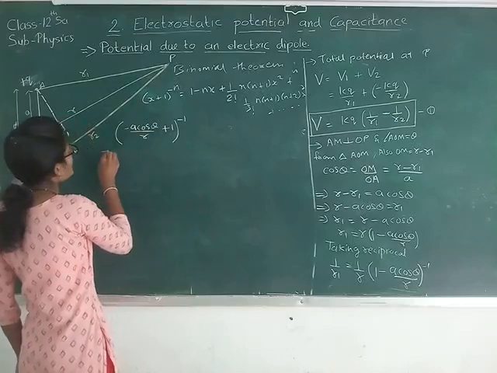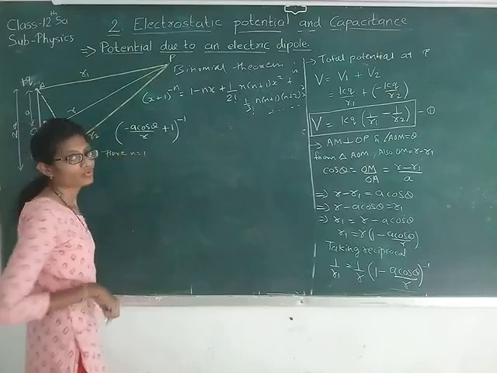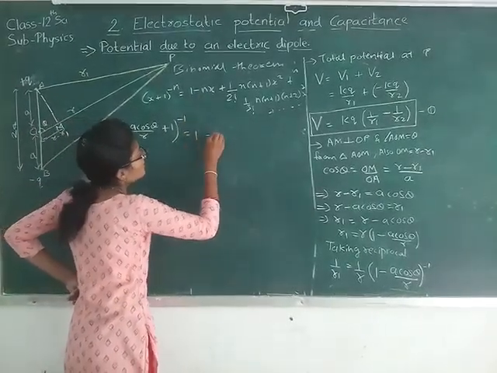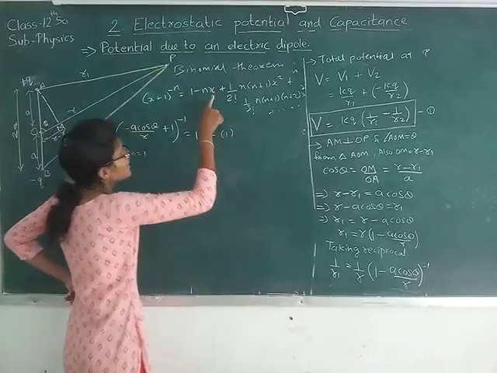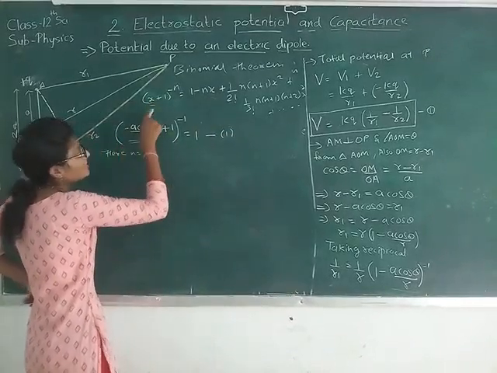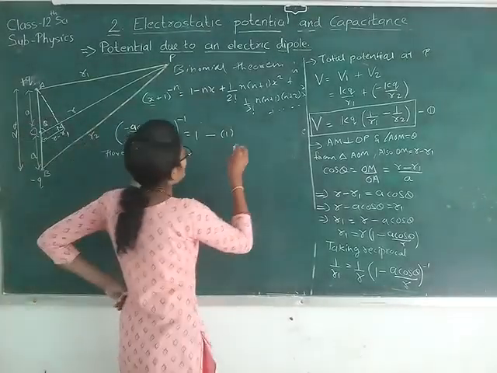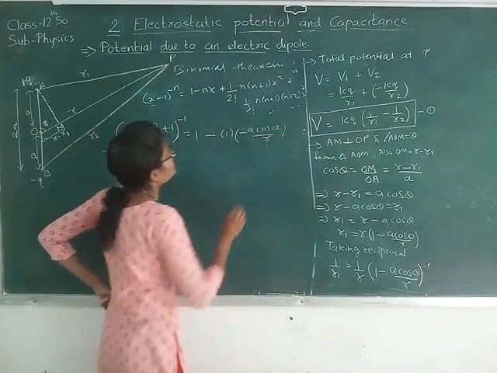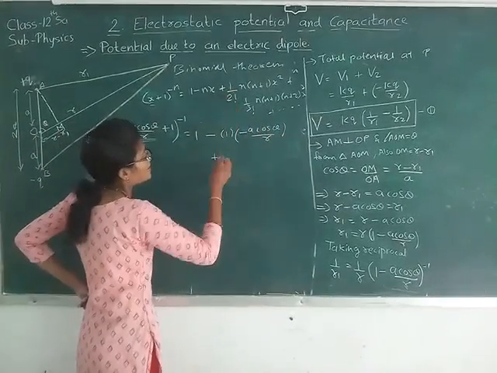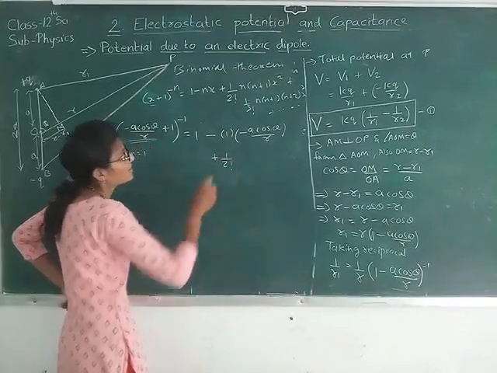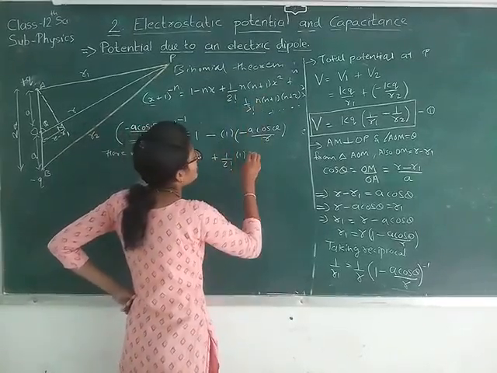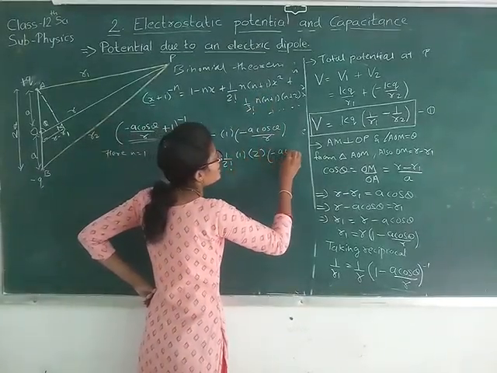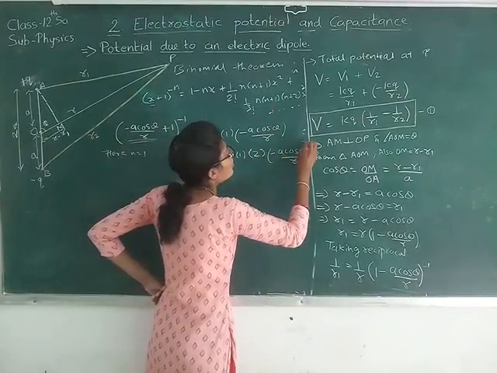You can write here n equals to 1. Now applying this formula over here, the first term is 1 minus n, n is 1. X is what? Here you are having x, here you are having minus a cos theta by r. So that will be minus a cos theta by r. Plus second term, that is 1 by 2 factorial, and that is n plus 1, that is 1 plus 1, 2 x, that is minus a cos theta by r whole square.